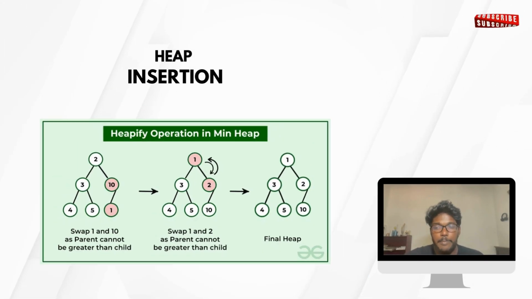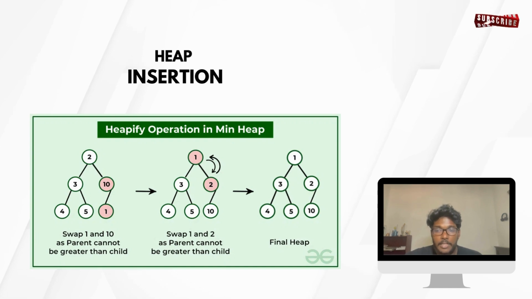Let's see how to insert an element into a min heap. We first add the new element to the bottom of the tree. This might violate the heap property, so we then bubble up, or heapify up, the element. We compare it with its parent. If it's smaller, we swap them. We continue this process until the heap property is restored. This ensures the smallest element is always at the root.